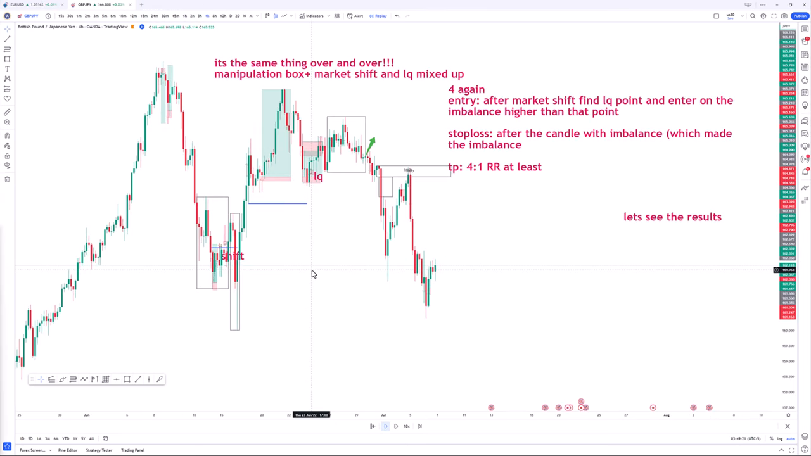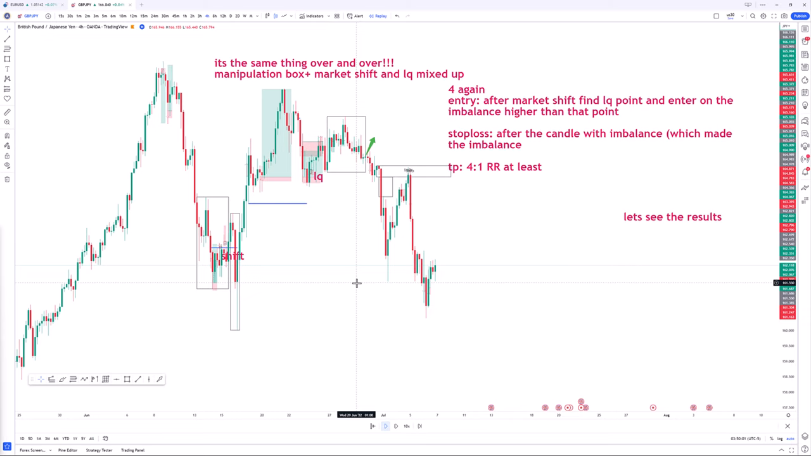For taking profits and stop losses, I don't take profits less than 4 to 1 reward to risk ratio. That's the best result for the long runs. 3 to 1 reward to risk ratio is also good, and 3 to 1 or 4 to 1 reward to risk ratio is going to be best for any strategy that you are using, if that strategy is worth playing with. Anyway, we are going to see the results.